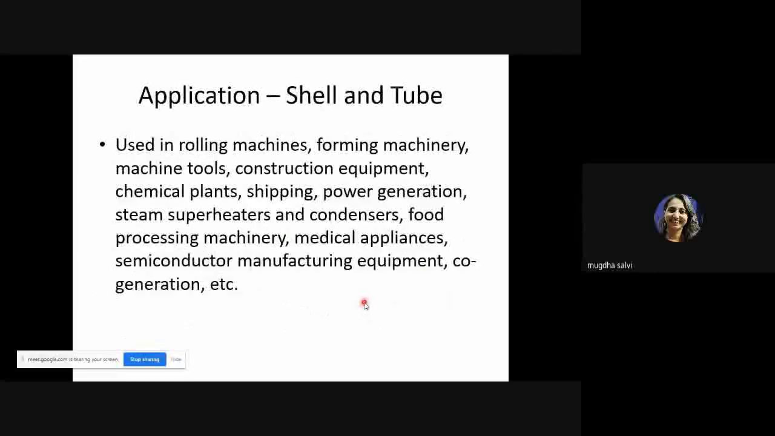Various applications of shell and tube type heat exchangers are innumerous. A few are listed here: rolling machines, forming machinery, machine tools, construction equipment, chemical plants, shipping, power generation, steam superheaters, condensers, medical, semiconductor manufacturing, and so on. The applications are innumerous.